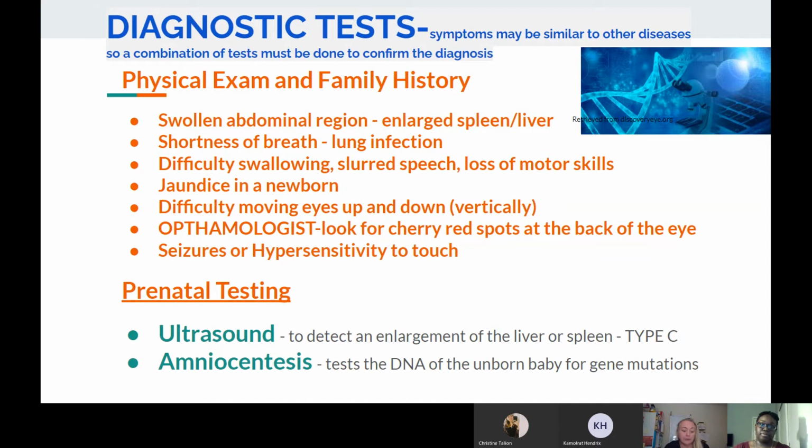So the first thing we do is a clinical examination, where we look at the abdominal region to check for swelling. We want to look for shortness of breath, which could indicate some kind of lung obstruction or an infection. They may have difficulty swallowing, slurred speech, and loss of motor skills. In newborns, you're going to see jaundice as a present symptom.